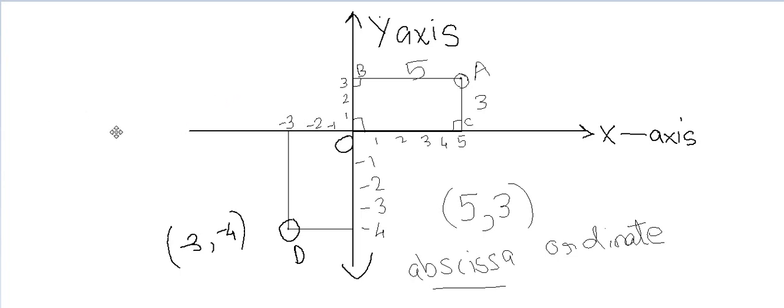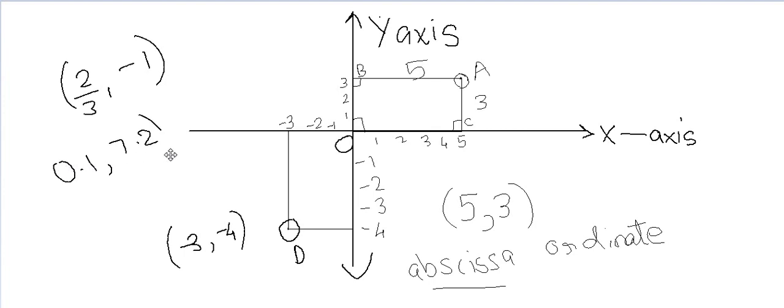Remember that coordinates of a point need not be integers. They can be any real numbers. Like the coordinates of a point can be 2 by 3, -1, or 0.1, 7.2, or even √3, -1.5. Any real numbers can be coordinates.